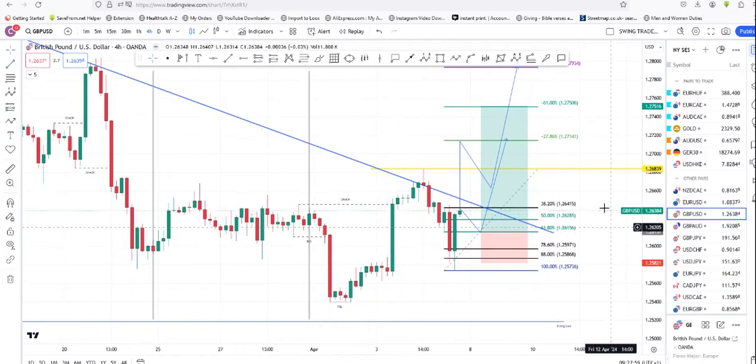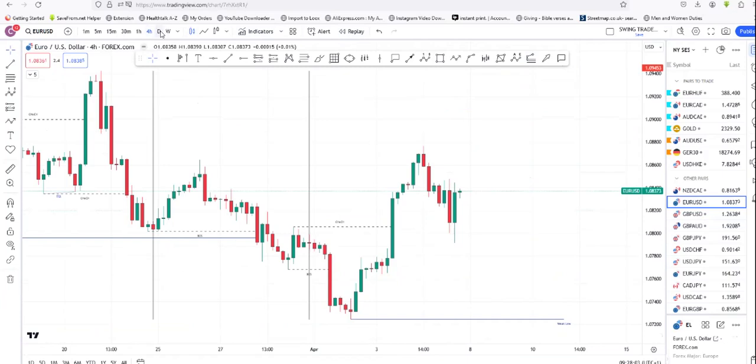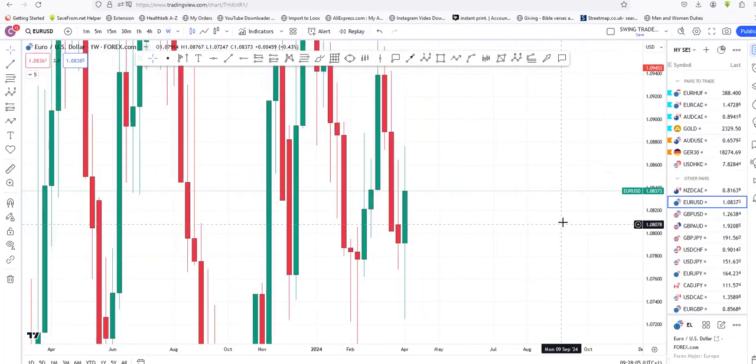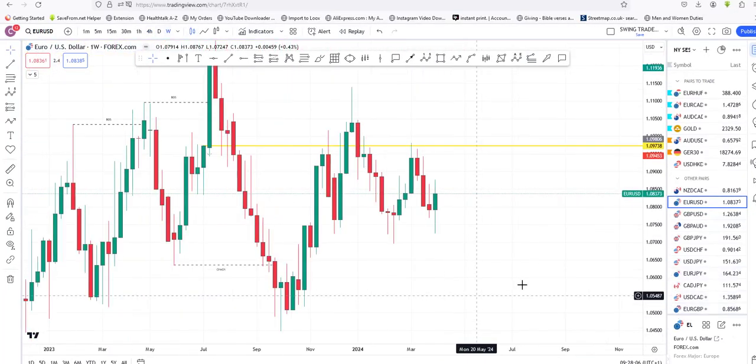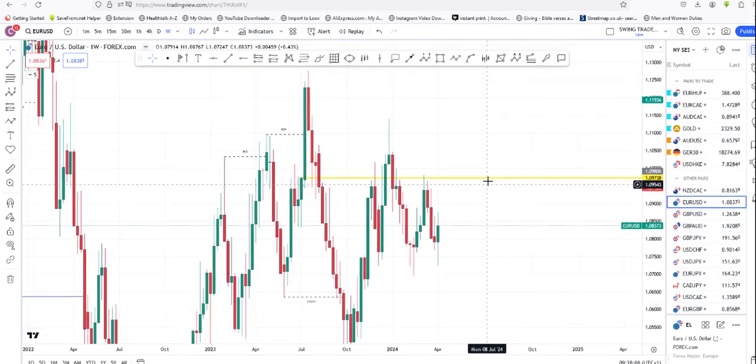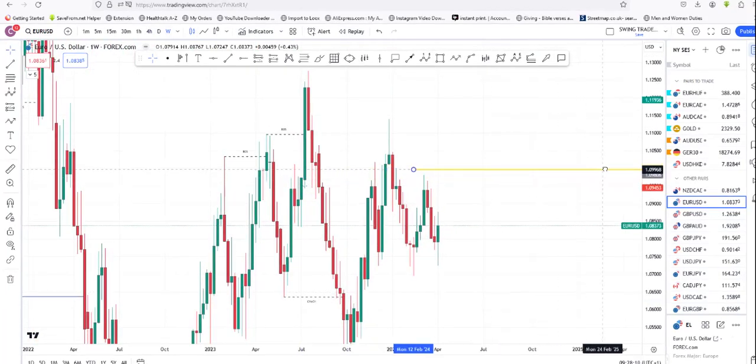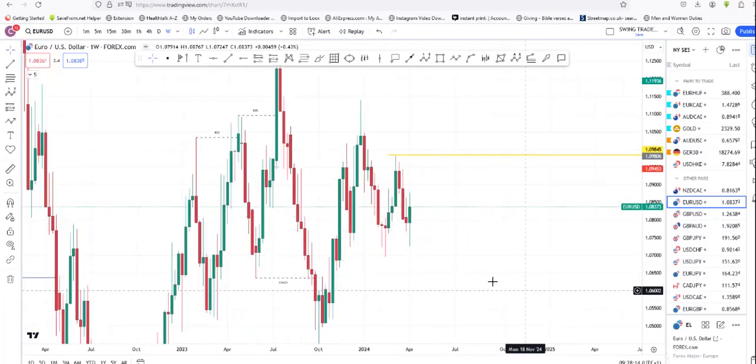Okay, now let's look at Euro USD. On the Euro USD, we'll go to the weekly just to show you something. On the weekly, you can observe something here. This is the weekly high that we see. There's a weekly high here, the previous weekly high before price dropped. And this was the low before price began to rise, so we can use this as the weekly low.